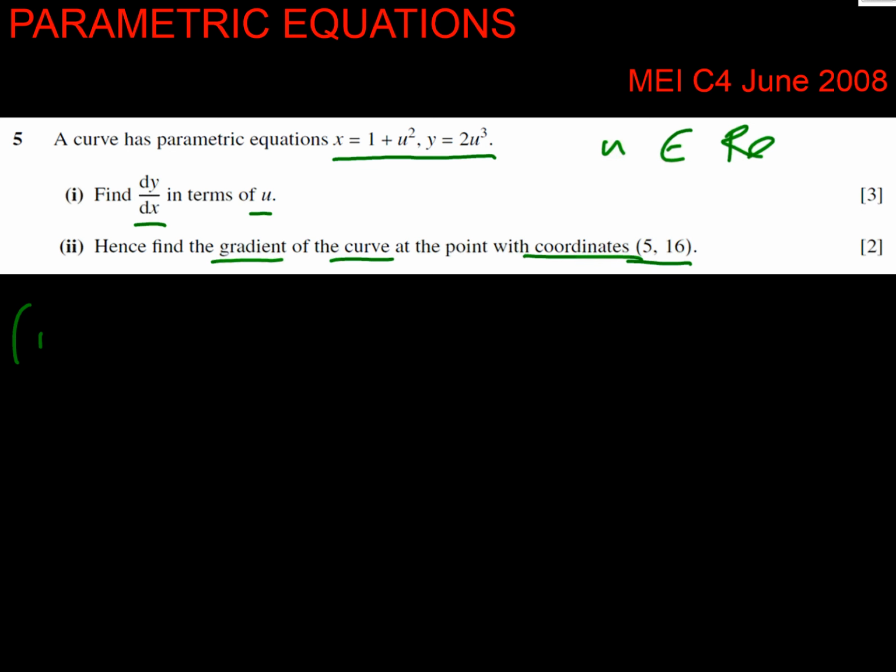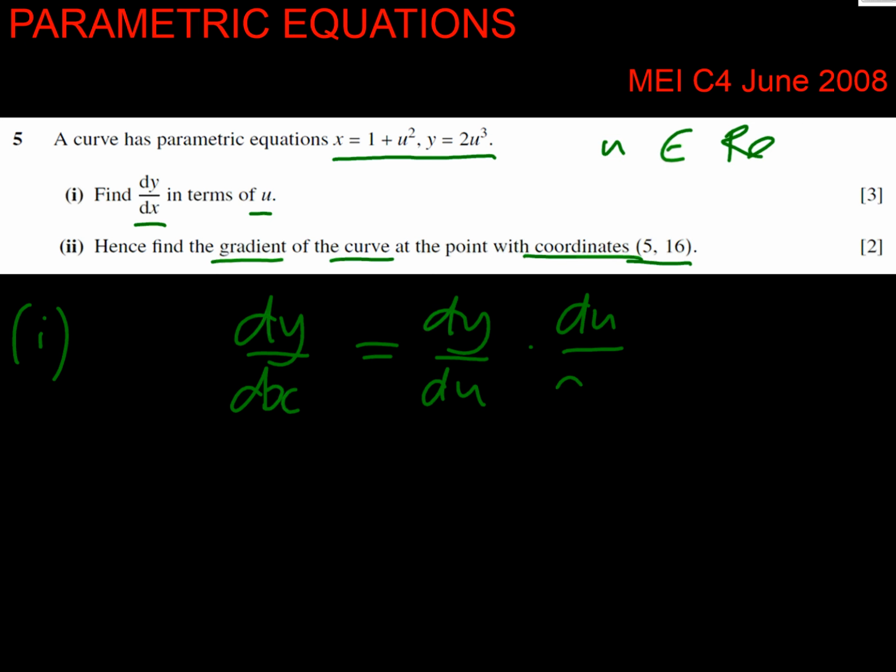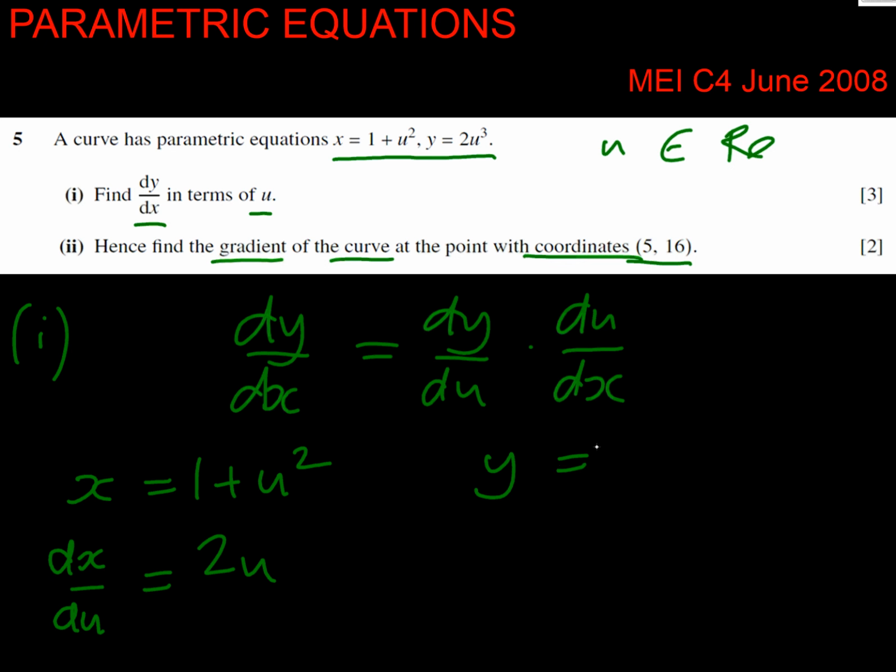Okay, so for the first part we need to find dy by dx, and in effect we're going to be using our chain rule here. We've got dy by dx equals dy by du times du by dx, and we've got our equations here. So x equals 1 plus u squared, so dx by du equals 2u, and y equals 2u cubed, therefore dy by du equals 6u squared.